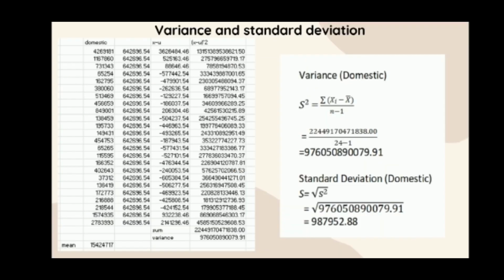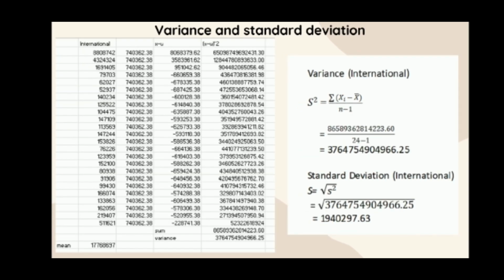Next is variance and standard deviation. The value of variance for the domestic airline is 976,050,90079.91, and for the international airline it is 3,764,75904960.25. This means that the international airline is higher than the domestic airline.